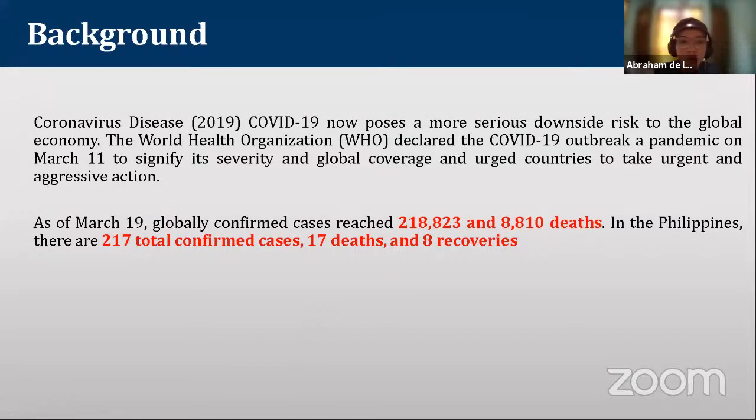So according to the World Health Organization, the first case of COVID-19 was reported from Wuhan, China on December 31, 2019. And the first case in the Philippines was identified on January 30, 2020. The World Health Organization declared the COVID-19 outbreak a pandemic on March 11, 2020. And as of March 19, 2020, globally confirmed cases reached approximately 219,000 and almost 9,000 deaths. In the Philippines, at that time there were 217 total confirmed cases, 17 deaths, and 8 recoveries.